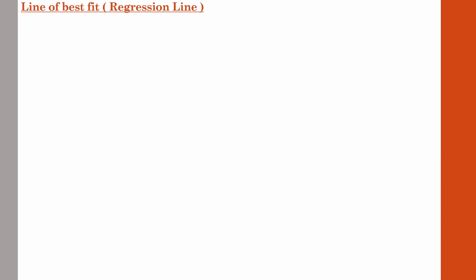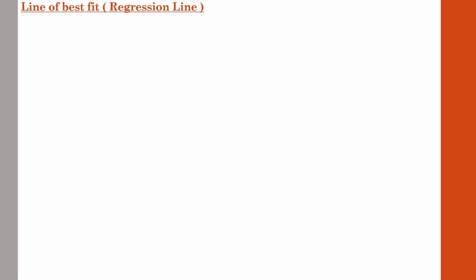Line of best fit, otherwise known as regression line. As I have mentioned earlier, we can represent a regression equation in a graph and you will be getting either a straight line or a curve, that depends upon the situation. So that regression line is known as line of best fit, and why it is called the line of best fit, that will be discussed.